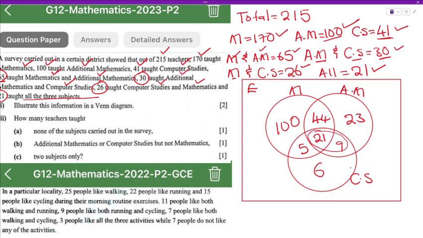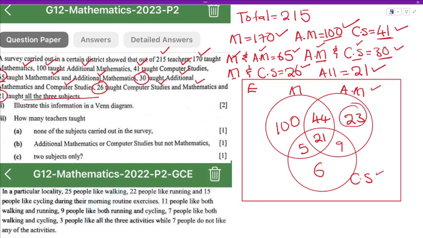What region is this one? This one is for computer science and additional mathematics. What is supposed to be the total for that region? We look for it. Additional mathematics is there and computer studies. The total should be 30. So we already have 21 at the center plus 9, that gives us 30. So we know to say the 9 is correctly placed.